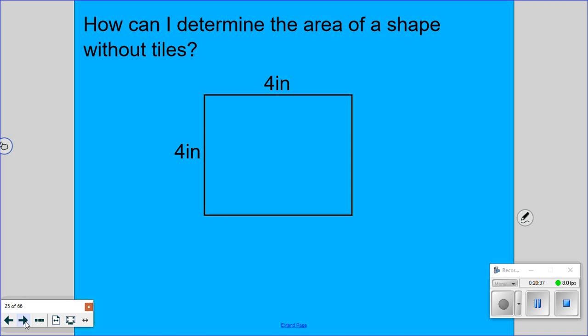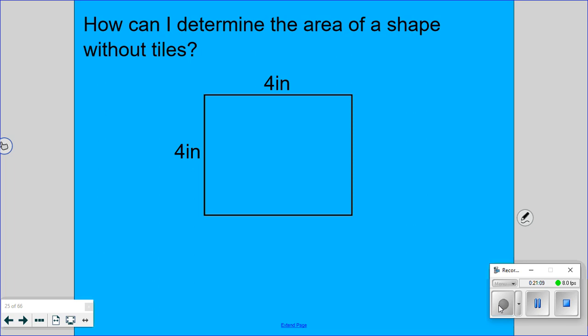Go ahead and draw that shape in your notebook. It is a 4 by 4 square. The length is going to be 4 and the width is going to be 4. And I want to know the area of that shape. What could I do?